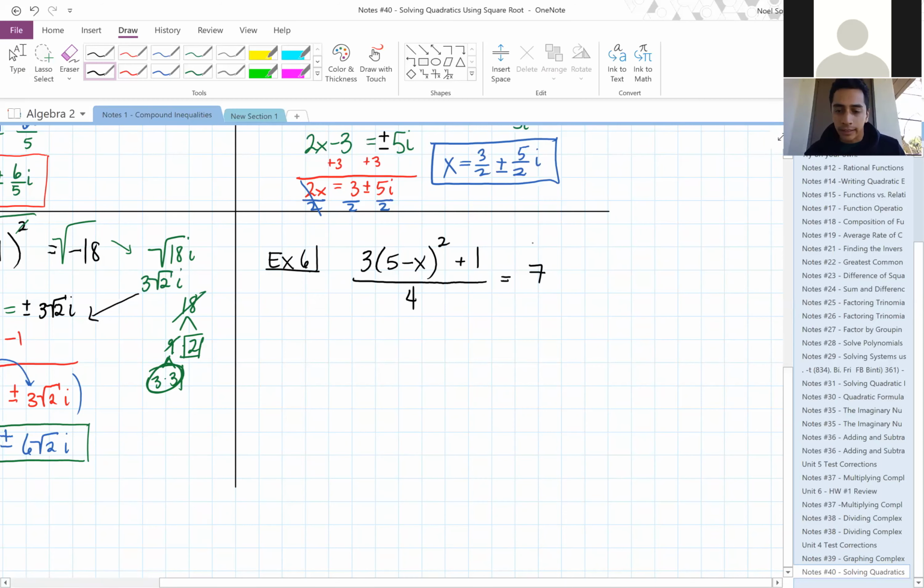All right, so this one's got a lot of algebra to it in terms of first trying to isolate the 5 minus x squared. That's the big thing, is that we can't apply square root until the 5 minus x to the power of 2, until that's by itself.